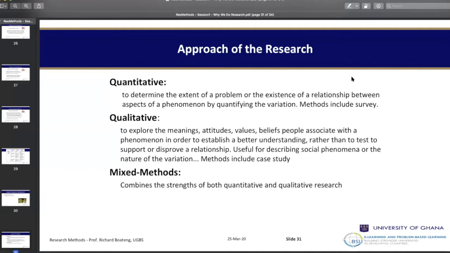To unravel the values people have concerning the phenomenon they are trying to study, the beliefs they have of it, the attitudes they have of it, and then the meanings they associate with it. So what will mean much to somebody today may not mean much to another person.